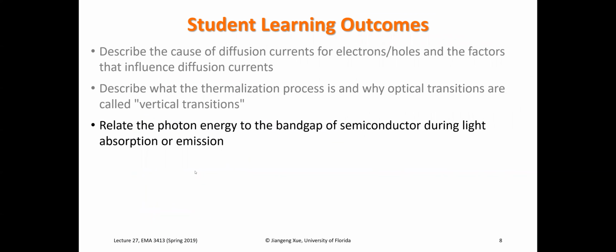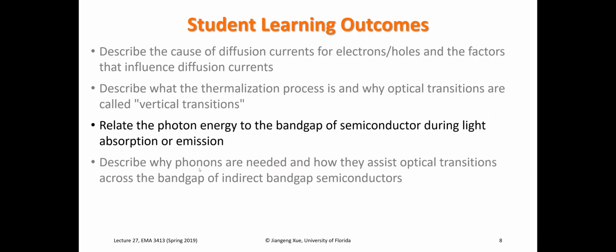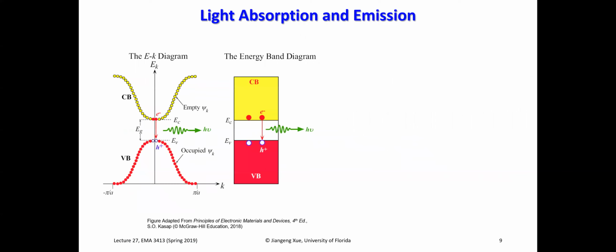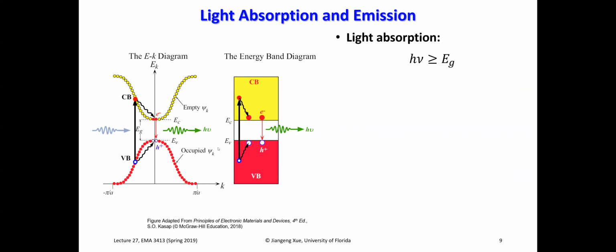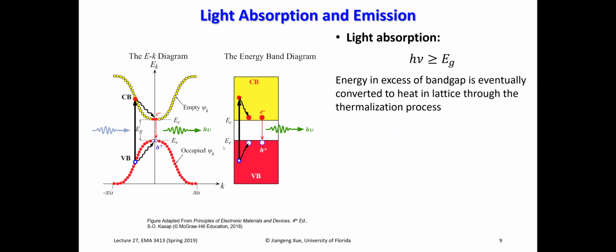The third student learning outcome is to relate the photon energy to the band gap of the semiconductor during light absorption or emission processes. So in the light absorption process, this is what we had earlier. A photon is absorbed, that drives the electron from the valence band to the conduction band, and we have thermalization of those electrons and holes to the bottom of the conduction band and the top of the valence band. That's the light absorption process. Photon energy minimum is the band gap, but it could be higher. And the excess energy, if it's greater than the band gap, will eventually be converted to heat in the lattice through the thermalization process.